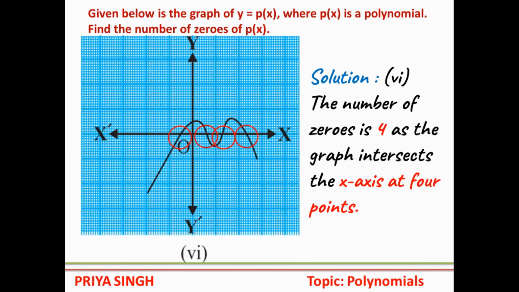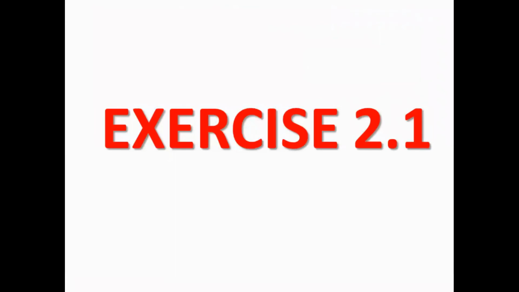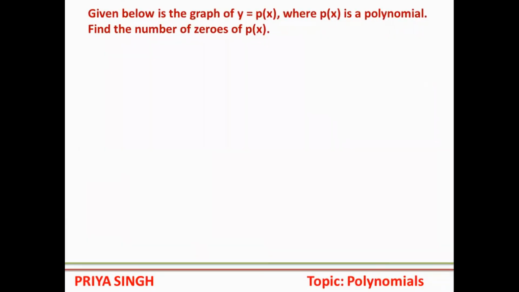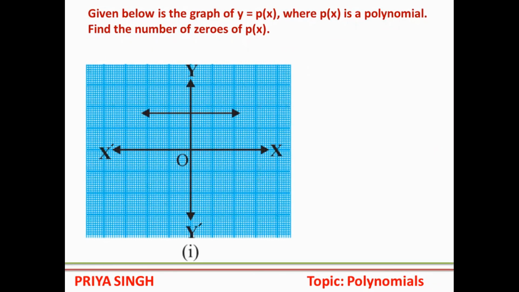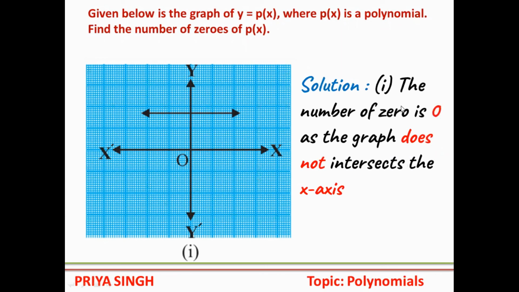Now here we come to the end of our solved examples. Next we are going to solve this exercise 2.1. So here is our first sum of the exercise. In this also we have graphs and we are supposed to find out the number of zeros like in our solved examples. As you can see in this graph, the line is not at all intersecting the x-axis. It is above the x-axis. The number of zeros will be? Yes, the number of zeros is 0, as the graph does not intersect the x-axis.